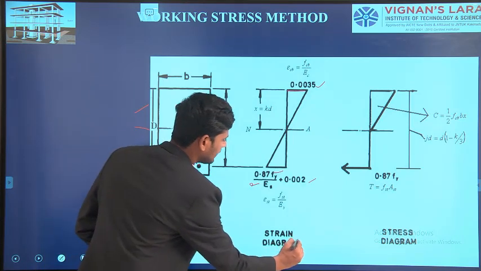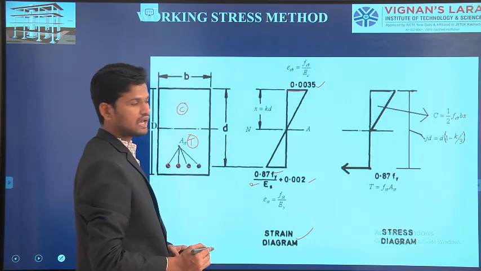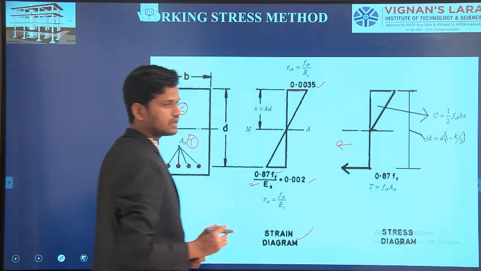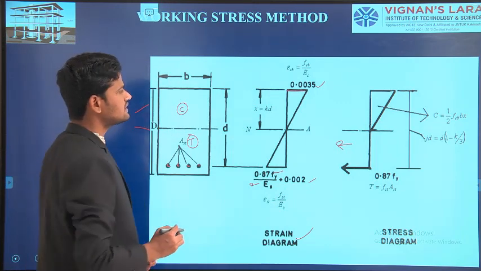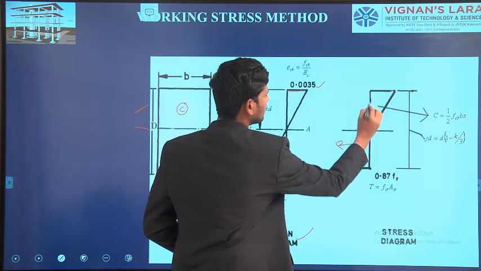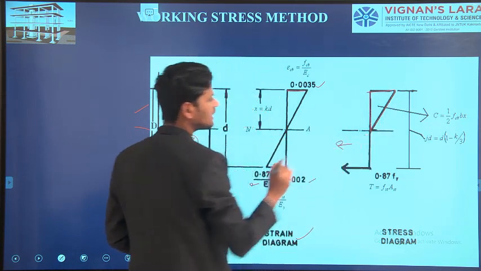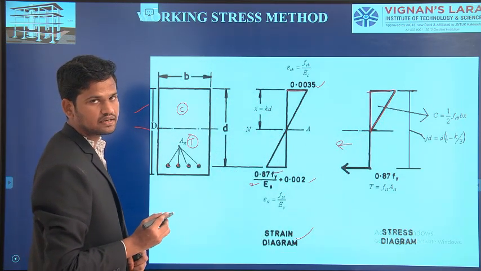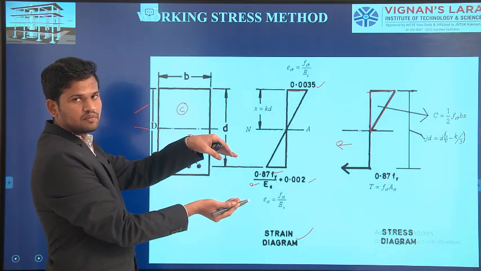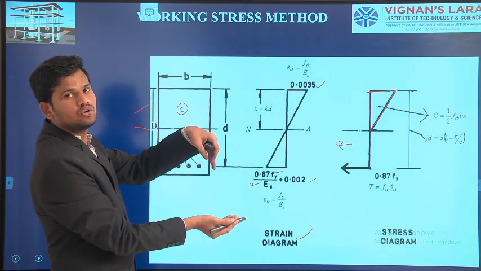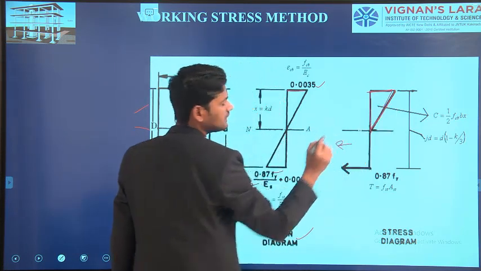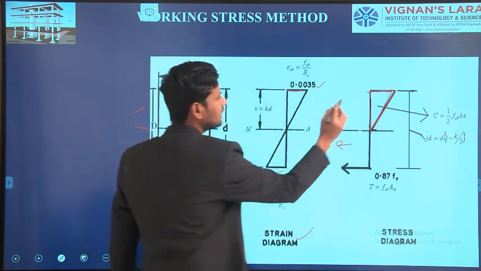This is the strain diagram for both concrete and steel. This is the stress diagram for both concrete and steel. This triangular portion is the compression force acting on the structural member, such as a concrete beam. I am taking this concrete beam and applying the load. Due to the application of the load, the strain variation acts in this direction, that means in the triangular portion.